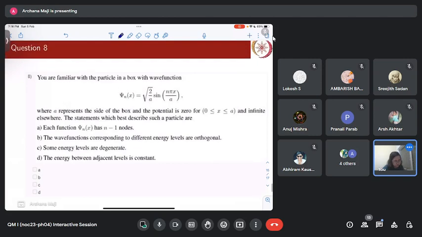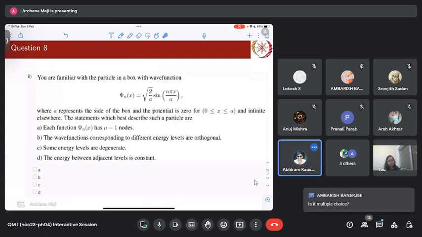You are familiar with the particle in a box with this wave function, where A represents the side of the box and the potential is 0 for x lying between 0 and A and infinite elsewhere. The statements which best describe such a particle are: can you answer this question? Someone? So A says each function has n minus 1 nodes. It is an MSQ type question? Yeah, multiple choice.